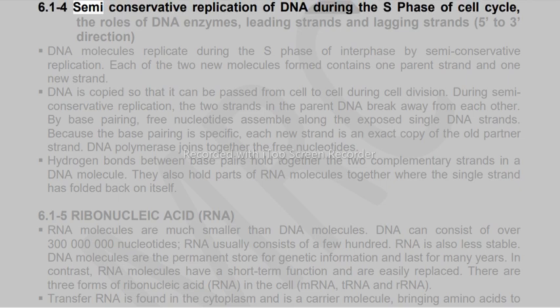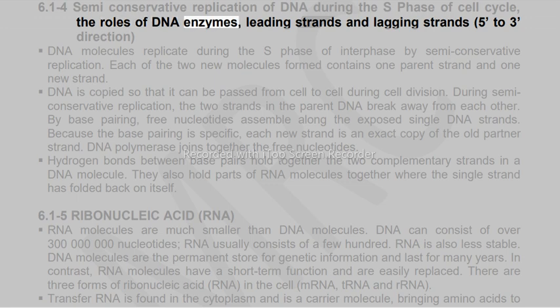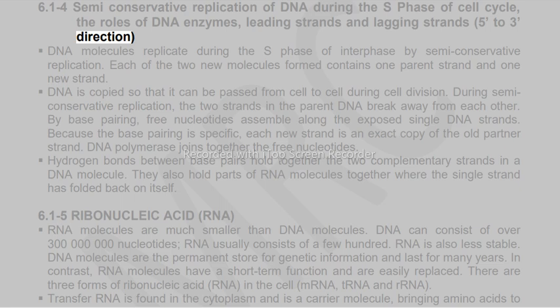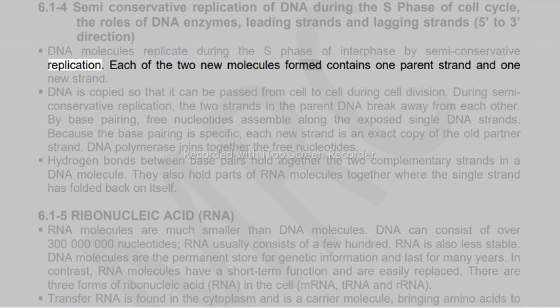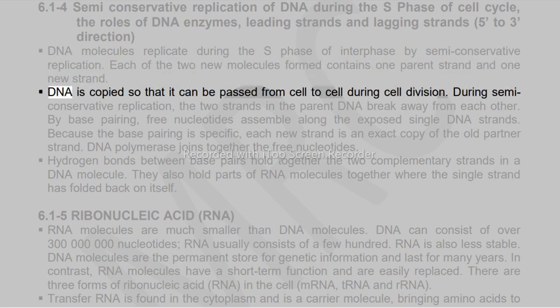6.1.4 Semi-conservative replication of DNA during the S phase of the cell cycle, the roles of DNA enzymes, leading strands and lagging strands, 5' to 3' direction. DNA molecules replicate during the S phase of interphase by semi-conservative replication. Each of the 2 new molecules formed contains one parent strand and one new strand. DNA is copied so that it can be passed from cell to cell during cell division.